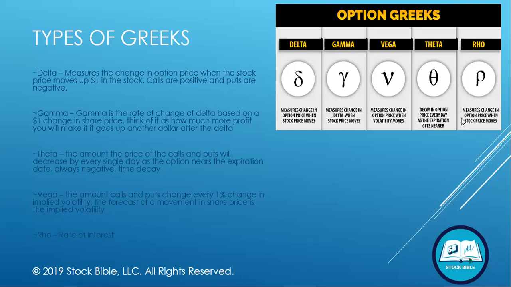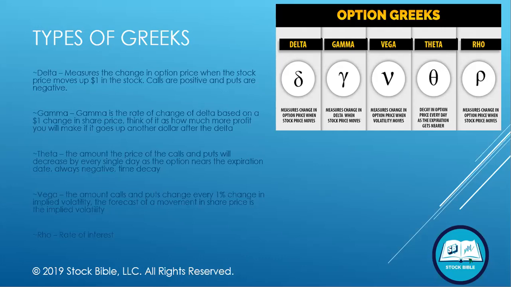Just muted them. So moving on to these variables here. Delta measures the change in options price when the stock price moves up $1 in the stock. Calls are positive and puts are negative. Just to explain this so it makes more sense: the delta shows you how much the options premium of the contract is going to change for every increase or decrease of $1 in the stock.